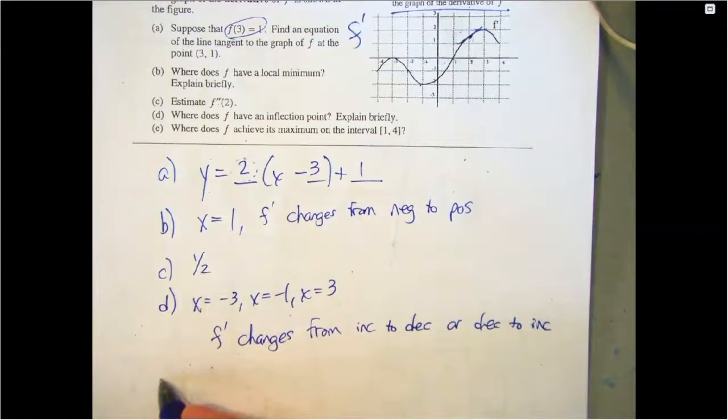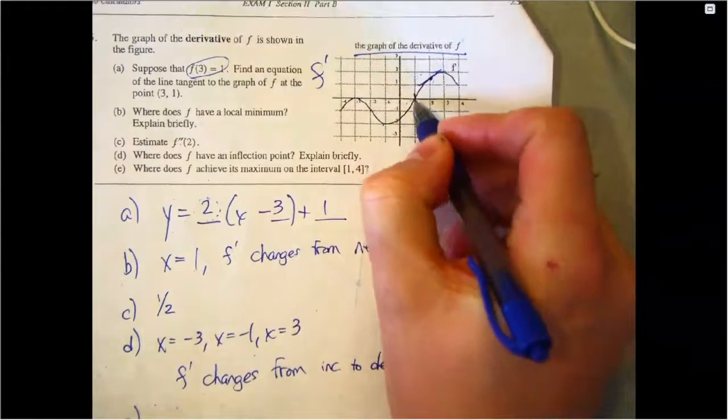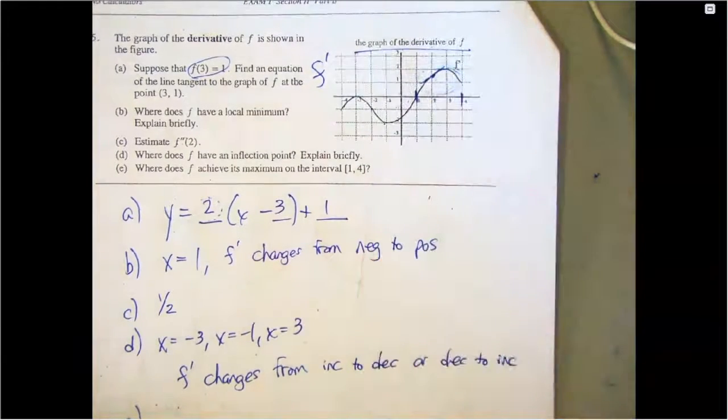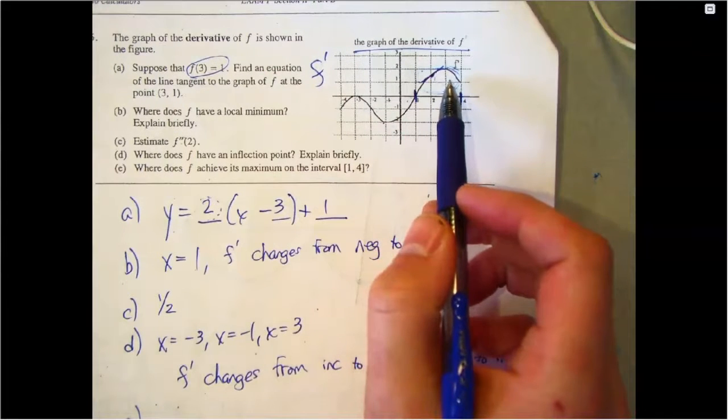We good? Where does F achieve its maximum on the interval 1 to 4? So 1 to 4 is here. What's true about F prime in that entire region? Be careful. F prime is not increasing over that entire region. F prime is positive, which means F is increasing.